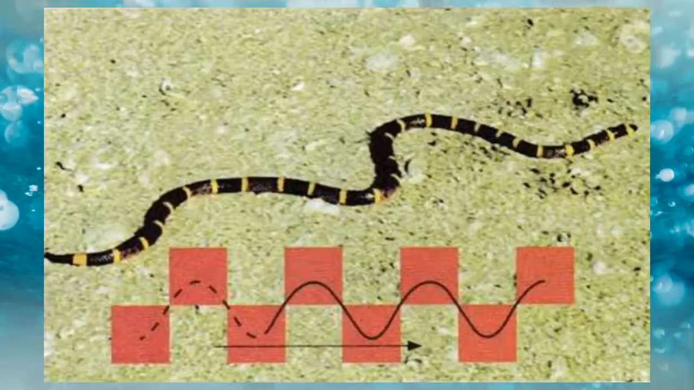The body curves like a wave. The wave-like motion pushes the body forward by pressing against the ground. In this way, with the wave-like motion, they keep pushing their body forward and keep moving ahead.